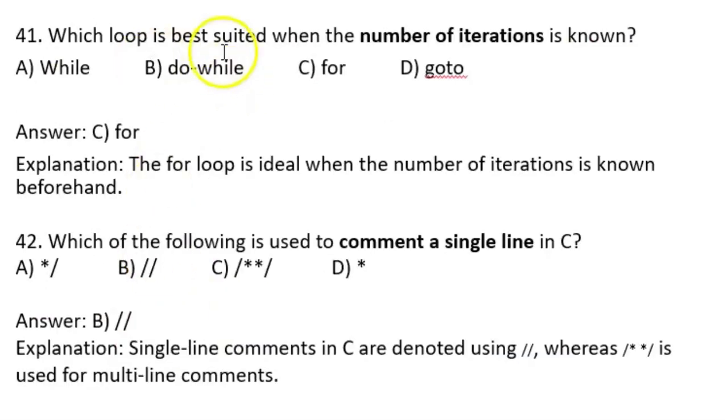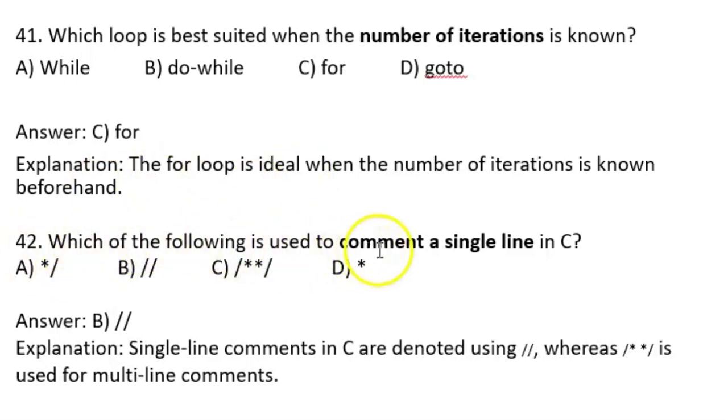Question number 41. Which loop is best suited when the number of iterations is known? While, do while, for, goto. The answer is for loop. The for loop is best suited when the number of iterations is known.